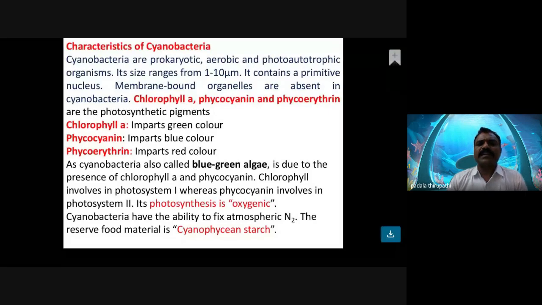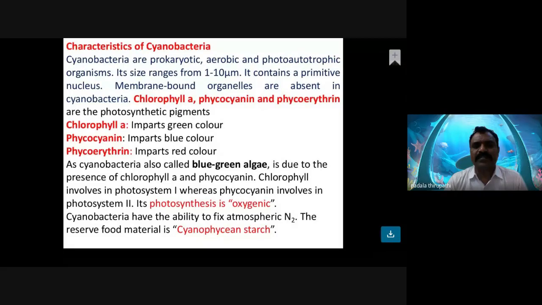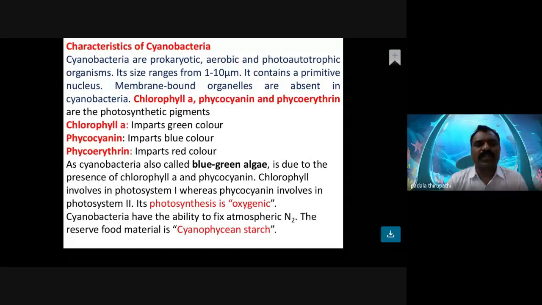Cyanobacteria are prokaryotic. What do you understand about prokaryotic? Anybody? It has no well developed nuclear membrane. Nucleus is not well developed. Good, two answers, both correct. Remaining?